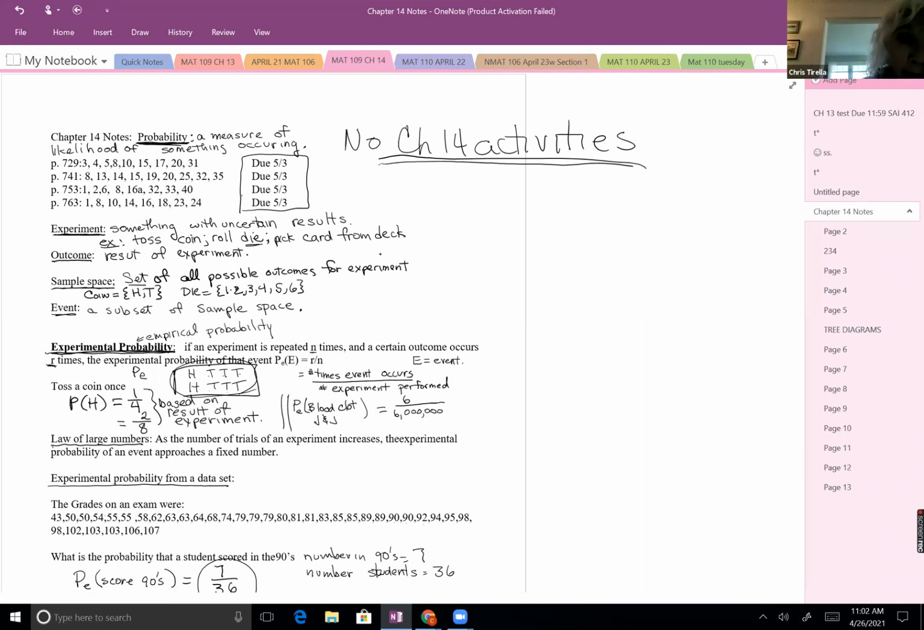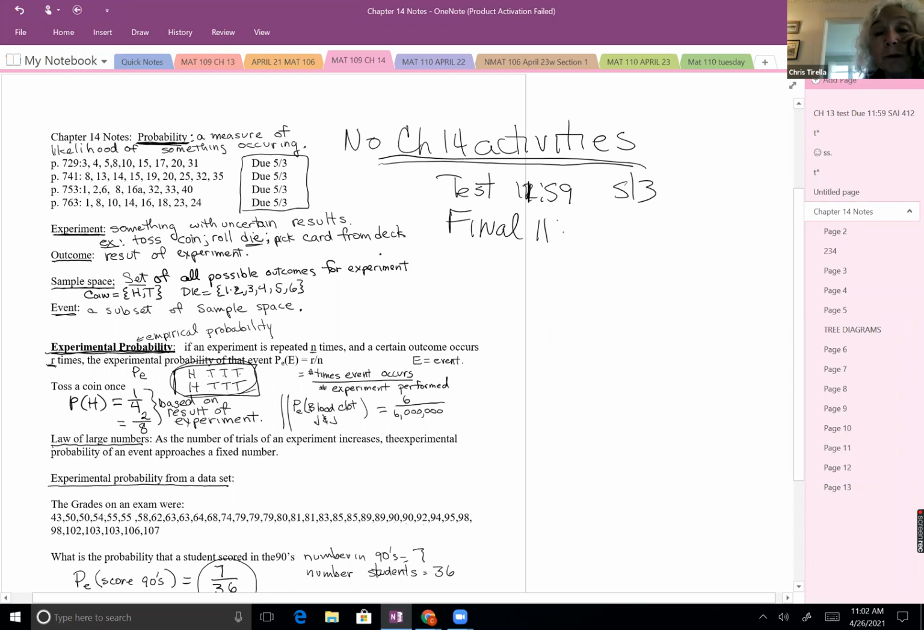I thought I had written down that the test was to be due by 11:59 p.m. on the 3rd, but realized that the final will be due by 11:59 p.m. on, I think I had initially said the 5th, but thinking about it, because their test is just the day before, we'll push that back to the 6th.